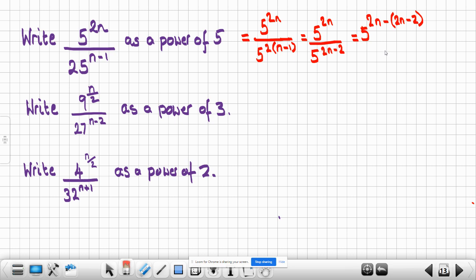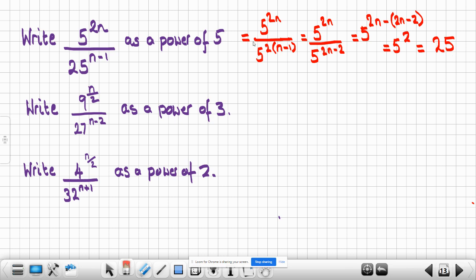I'm just going to move down here so I've got a bit of room. So that would equal 5 to the power of 2n minus 2n, which of course is nothing. And then we've got a minus minus 2, so that is going to give us a positive 2. And we can actually solve this to say 5 squared is 25. So that comes out rather nicely.